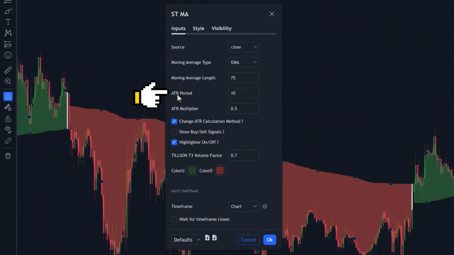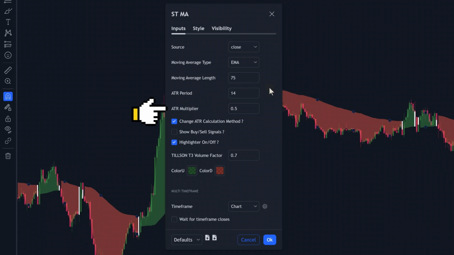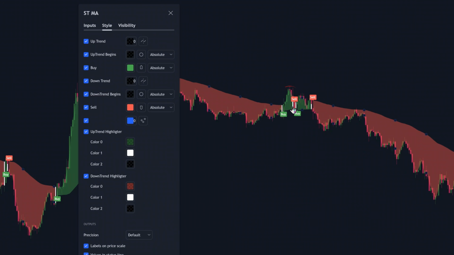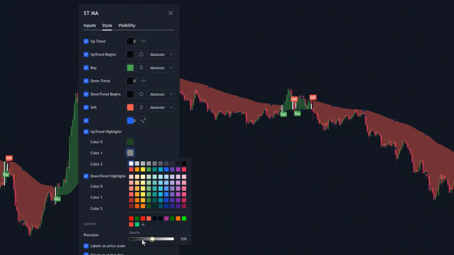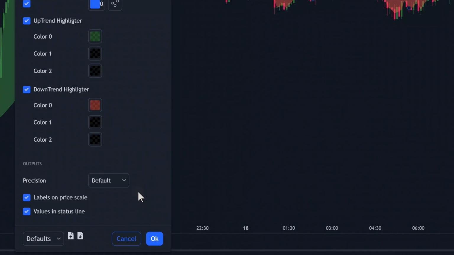Then right here, we can change the ATR period. For this strategy, we're going to change it to 14. As for the ATR multiplier, we're going to leave it at default. Now, to showcase how this indicator can be used to trade, let's activate the Show Buy Sell Signal option. Then head over to the Style tab and change the opacity of these white highlighters to 0%. That is going to hide these white signals that indicate a shift in market trend from bullish to bearish and vice versa. After that, click OK.